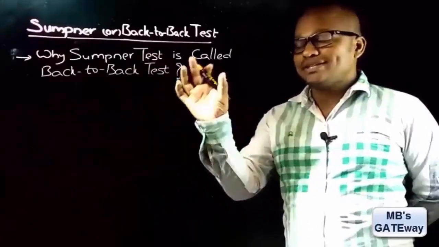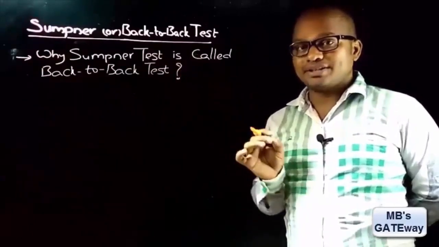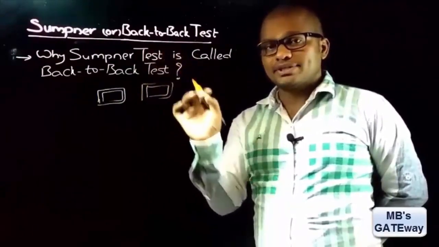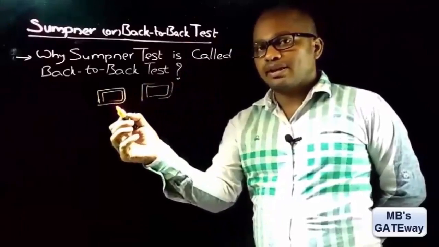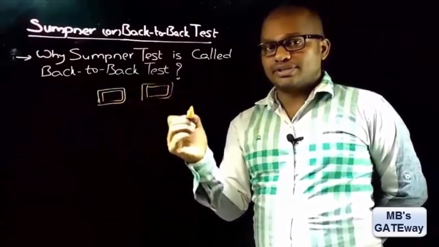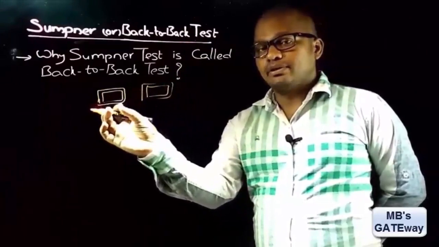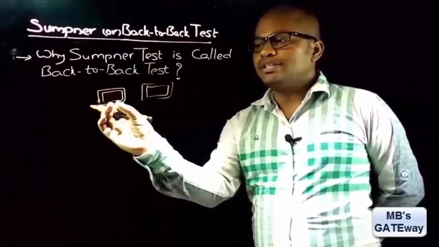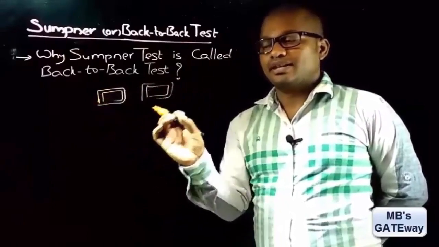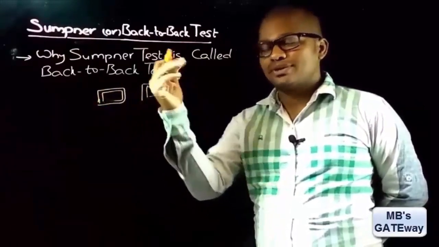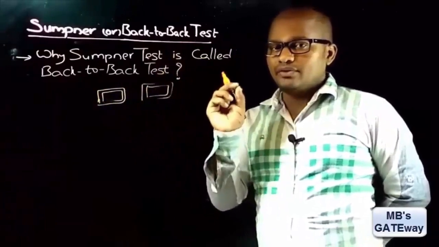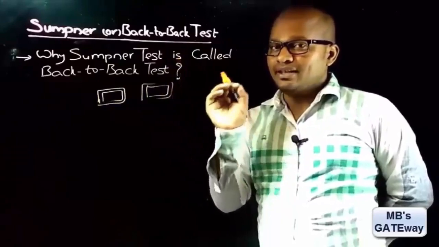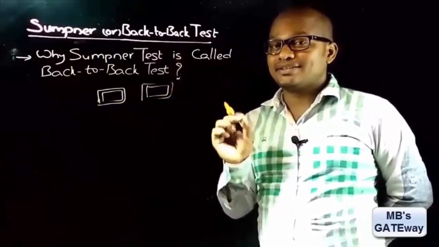Now let's discuss why Sumpner's test is also called the back-to-back test. In simple terms, one transformer will act as the load on the other transformer. That is, this transformer will act as load for the other, and vice versa. And that you can understand from the circuit diagram of Sumpner's test. But it will be a little confusing if you observe the circuit diagram. To understand that, little knowledge of the Hopkinson test is required.